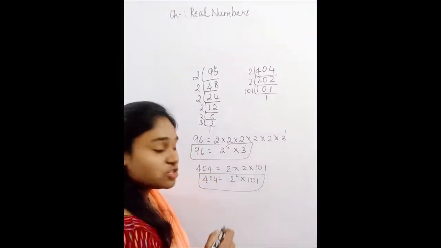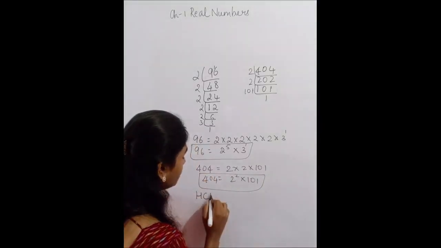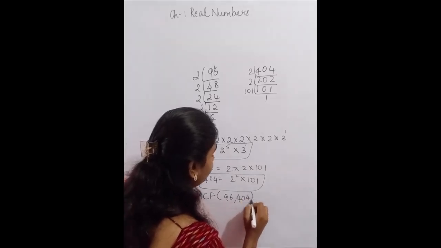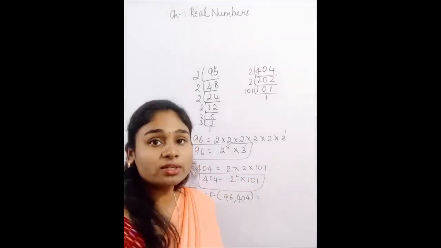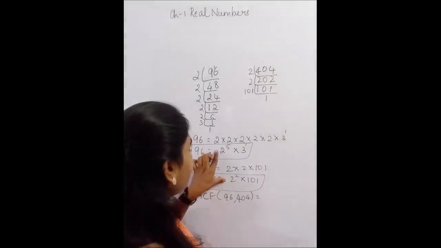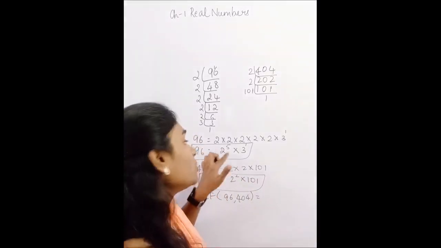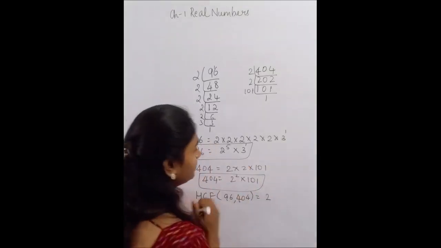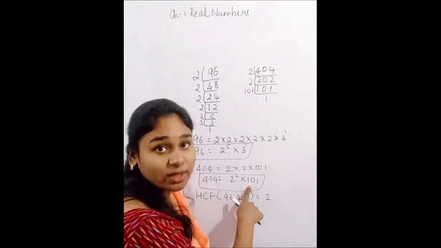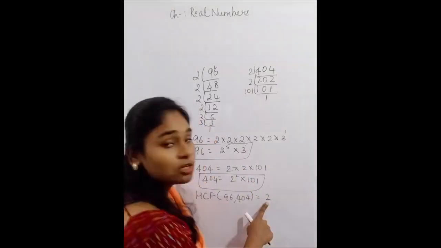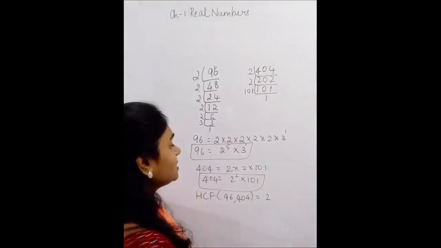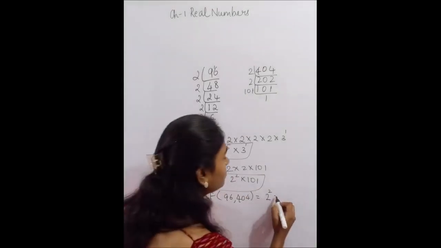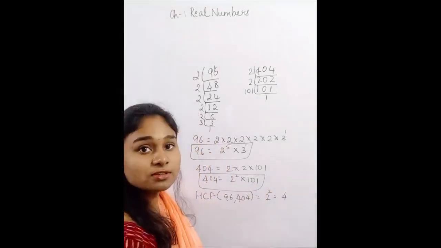The question says that we have to find the HCF of 96 and 404. The HCF will be the common factor among the two with the lowest degree. Now the common factor is 2. 3 is not common and 101 is not common, and hence I put 2 here. Now what is the lowest power of 2? It is 2 square. So therefore HCF is 4.